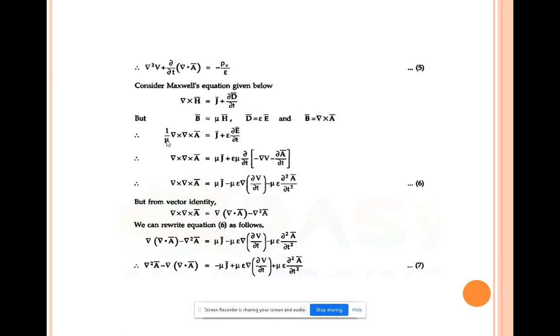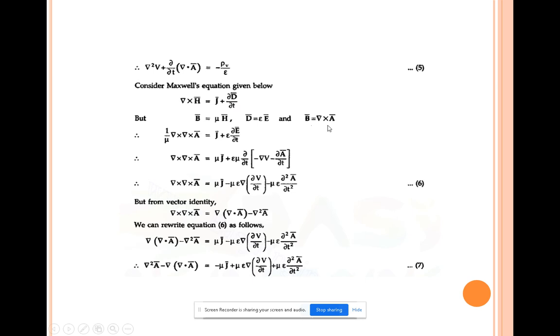From this, we are going to write the equation del cross H as 1 by mu del cross A. What is the H vector here? B vector equal to mu H, so H vector is B vector by mu. Okay, H vector equal to B vector by mu. Replace that here: instead of H vector, you replace B vector by mu. So del cross B vector by mu. What is B vector? Del cross A vector. So instead of B vector, replace del cross A vector. So when you replace H vector in the equation, you will get 1 by mu del cross A vector.